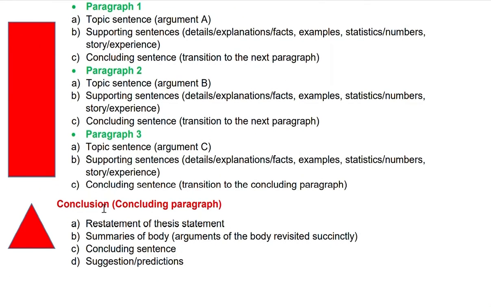The final section of your essay is the conclusion or concluding paragraph. What the concluding paragraph includes first is a restatement of the thesis statement. You need to paraphrase the thesis statement. You need to restate the thesis statement one more time. And then you have to summarize the points presented in the body section. Usually, you can summarize the topic sentences and write about them very succinctly and briefly.